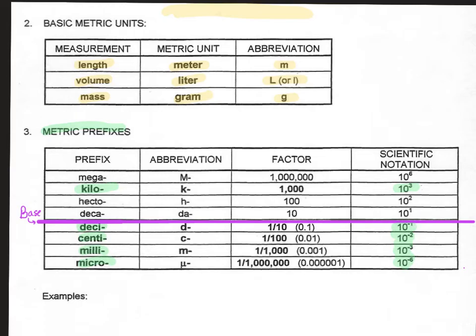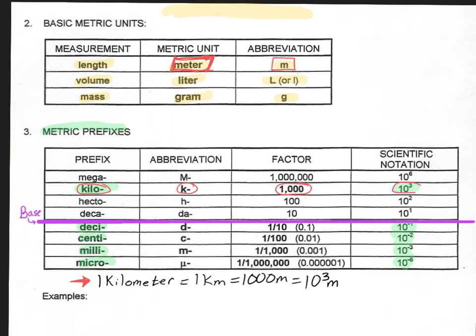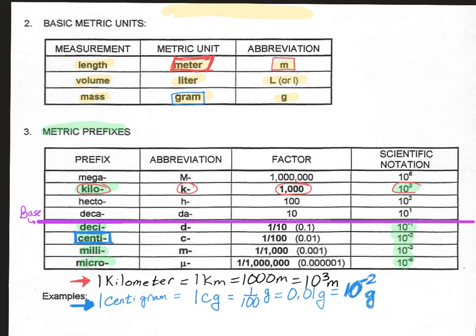So for a quick example, 1 kilometer, or 1 km, is equal to 1,000 meters, and that is equal to 10 to the third meters. We could also look at centigrams. So 1 centigram, or 1 cg, is equal to 1/100th of a gram, and that is equal to 0.01 of a gram, or what we would say in exponential notation, 10 to the negative 2 of a gram. The next video will have a short review of fraction calculations and of scientific notation.